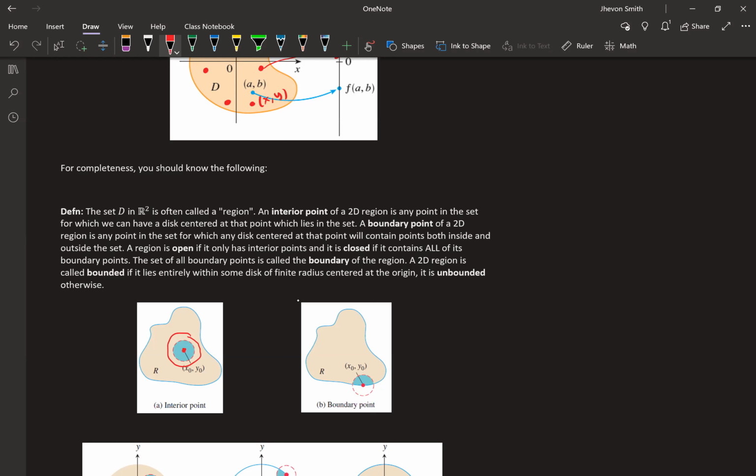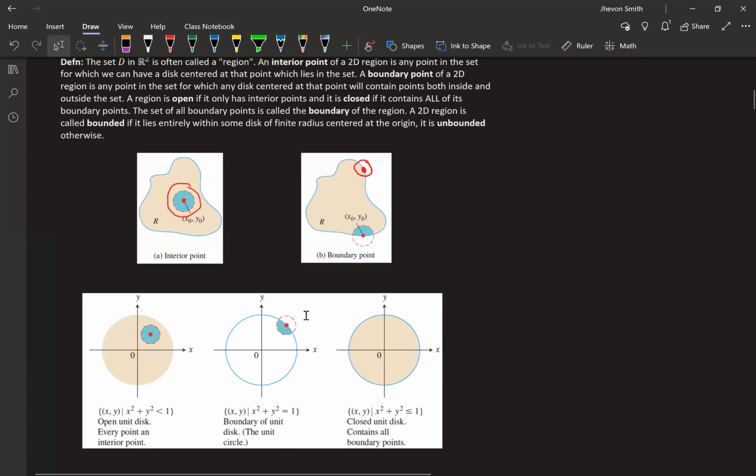A point is on the border, right? It's on the boundary of a region if no matter what size you draw a disk around it, you will get points that are outside of the region and inside the region at the same time. Now, when a region contains all of its boundary points, we call the region a closed region. If a region only consists of interior points, we call it an open region. And of course, you can be in between. You can be neither open nor closed, and so on and so forth.